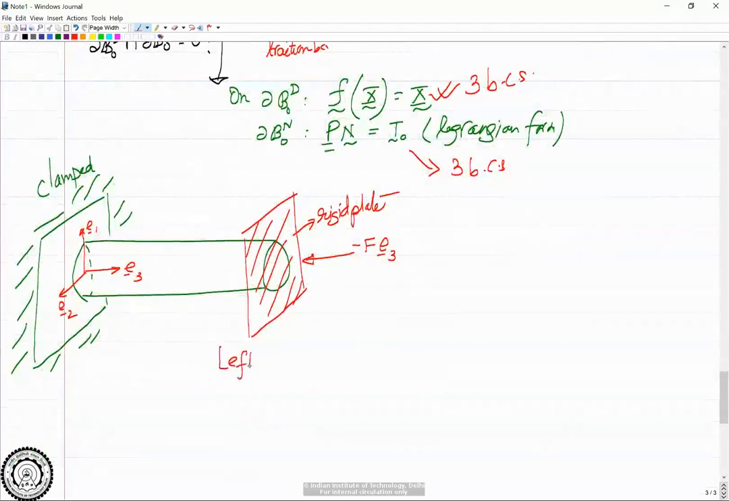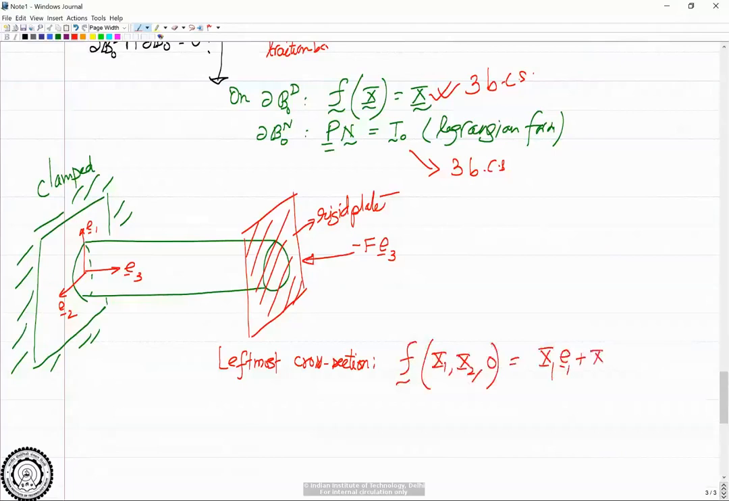It has a leftmost cross-section, so that's also a boundary, right? What is the boundary condition here? Any idea? It will be zero. Displacement zero, deformation zero. Or you can say that small f of big X1, big X2, comma 0 is equal to big X1 E1 plus big X2 E2, isn't it?